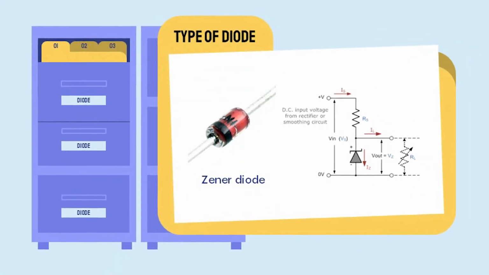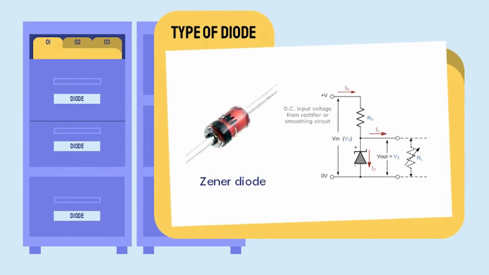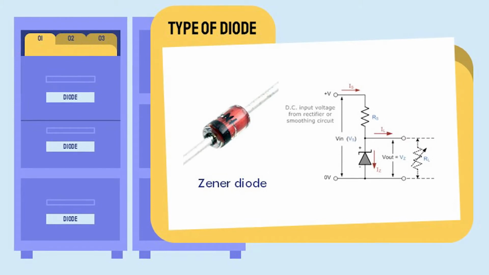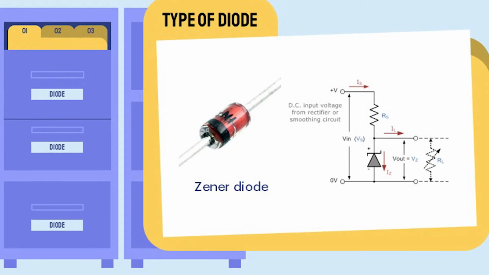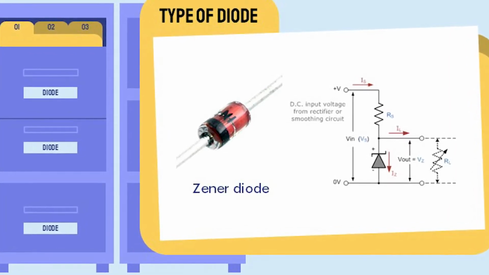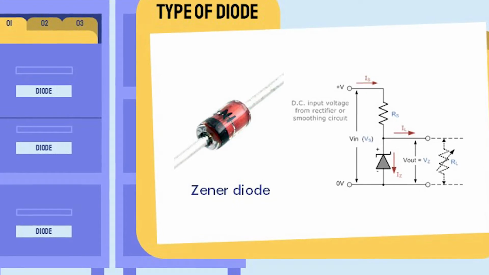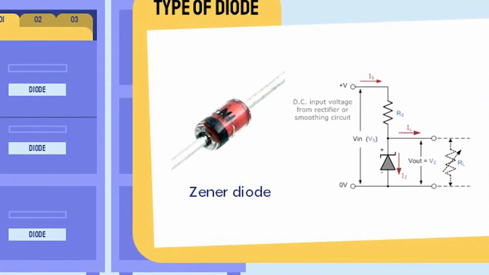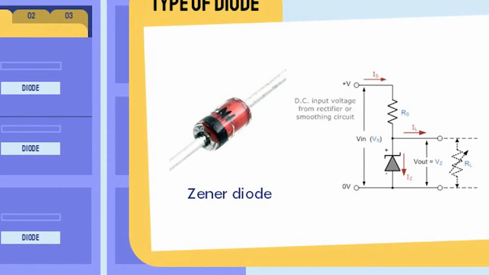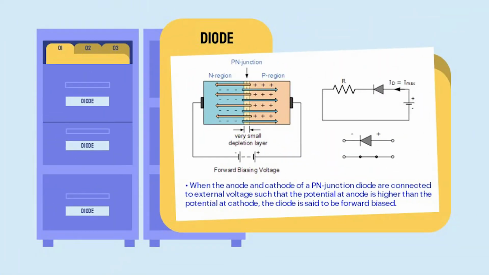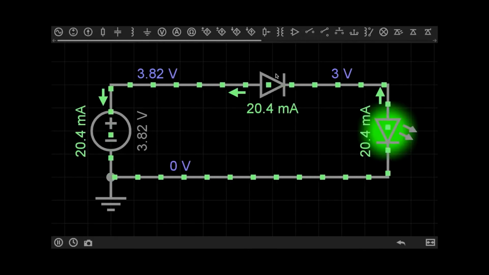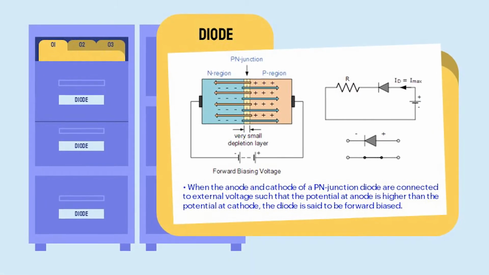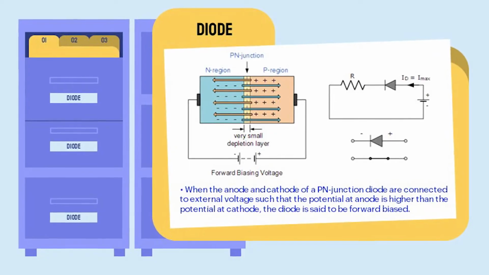Last of our examples, the Zener diode. A Zener diode behaves just like a normal general-purpose diode consisting of a silicon p-n junction, and when biased in the forward direction, that is, anode positive with respect to its cathode, it behaves just like a normal signal diode passing the rated current. When the anode and cathode of a p-n junction diode are connected to an external voltage such that the potential at the anode is higher than the potential at the cathode, the diode is said to be forward biased.